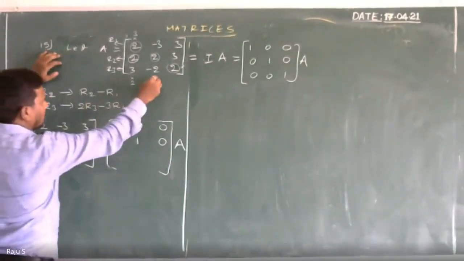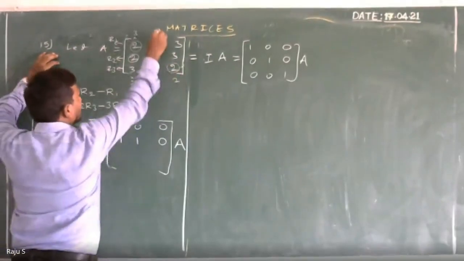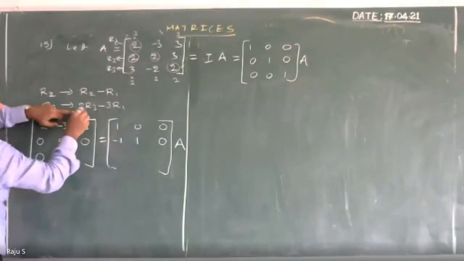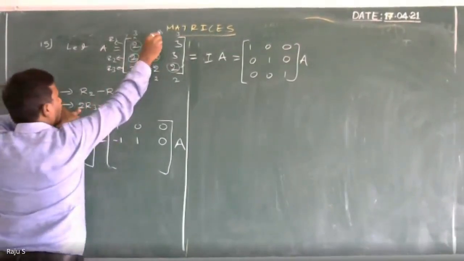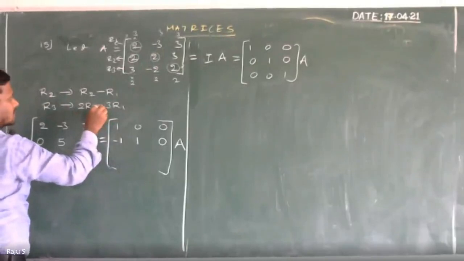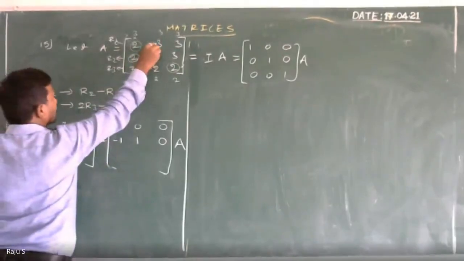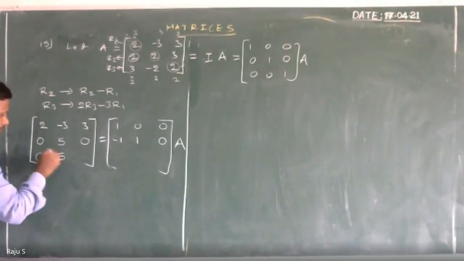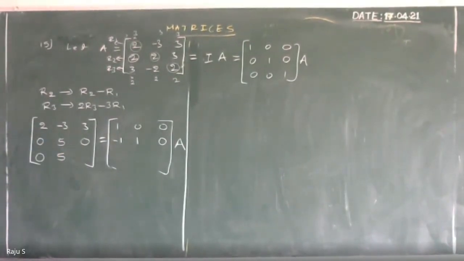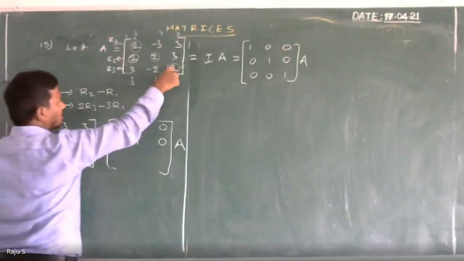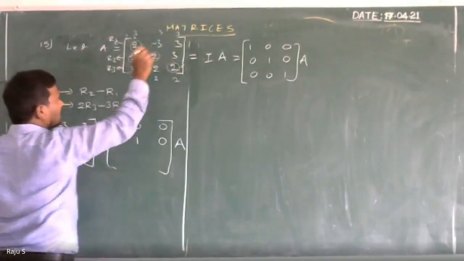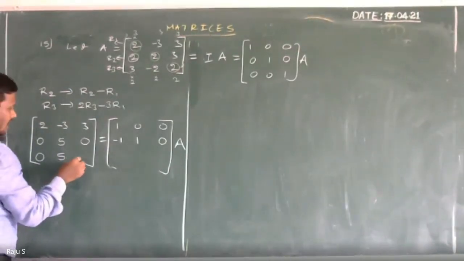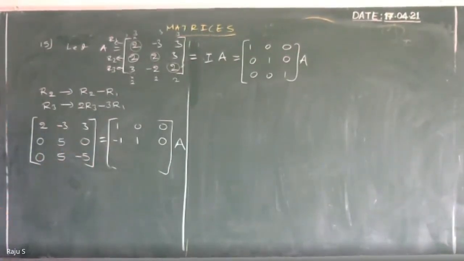Next, 2R3: multiply here by 2, multiply here by 2, multiply by 3, 3. Right? So 2 into minus 2 is minus 4, minus 4, minus into minus is plus, 3 into 3 is 9, so minus 4 plus 9 will be 5. Is it clear? Then 2 into 4 minus 3 into 3, 9, so 4 minus 9 is minus 5. Is it right?